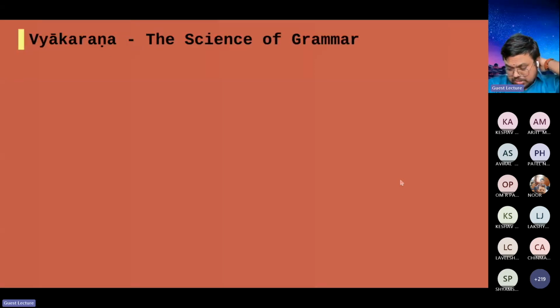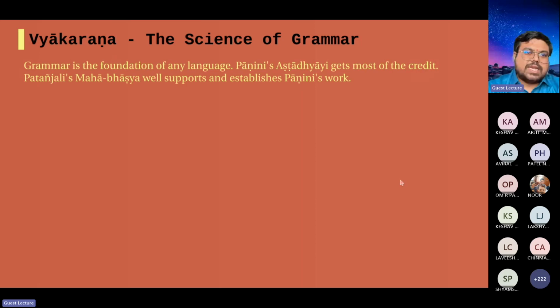Then we have Vyakarana, the science of grammar. As I said, grammar is very important. I did not go too deep in these slides, but I have written an article in my blog regarding this, where I show how the origin of grammar itself is dependent on the rules or natural principles that we see around. So Vyakarana is partly natural and partly constructed by us, more in resonance with natural phenomena. So grammar is the foundation of any language.